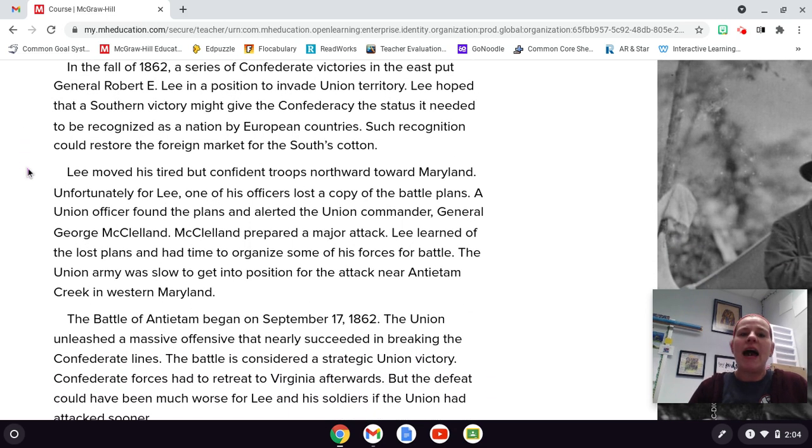Lee moved his tired but confident troops northward towards Maryland. Unfortunately for Lee, one of his officers lost a copy of the battle plans. A Union officer found the plans and alerted the Union commander, General George McClellan. McClellan prepared a major attack. Lee learned of the lost plans and had time to organize some of his forces for battle. The Union Army was slow to get into position for the attack near Antietam Creek in western Maryland.